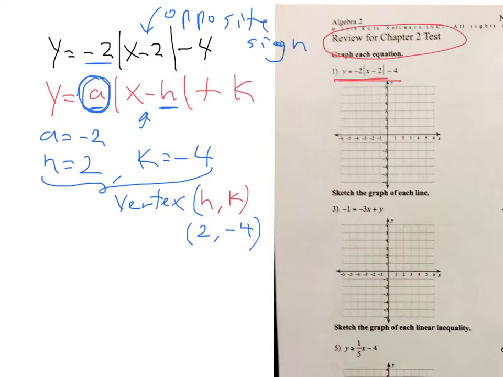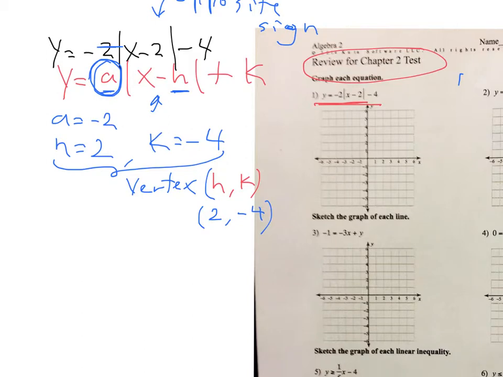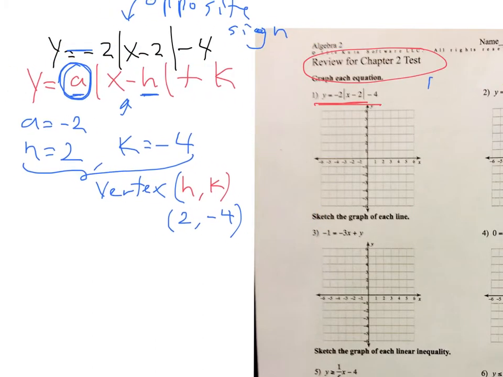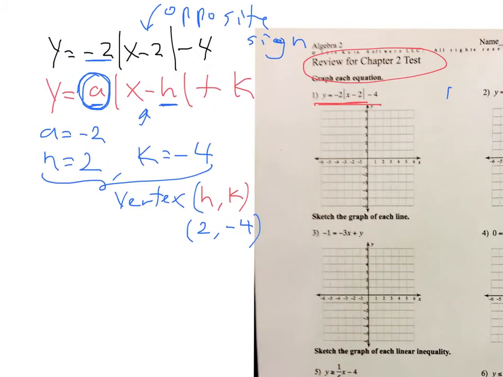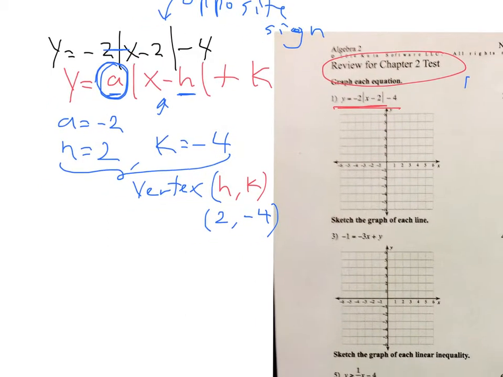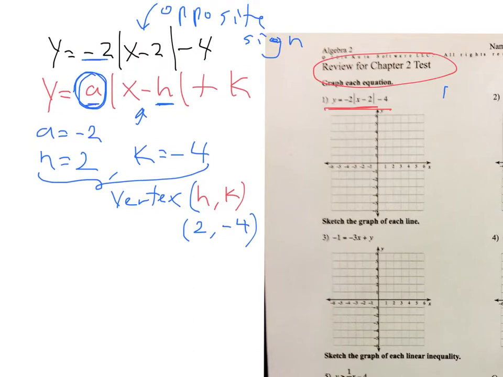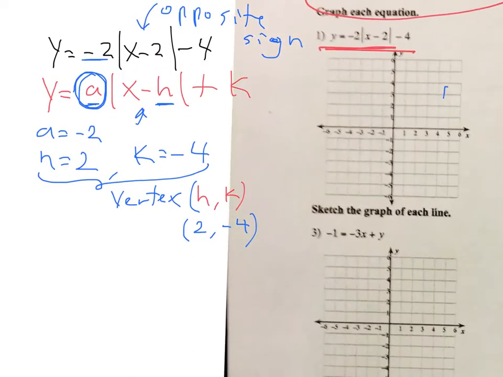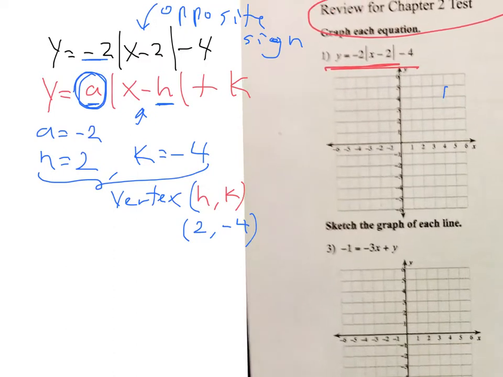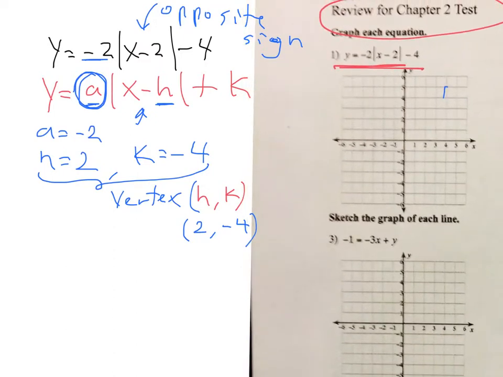Okay, so let me graph it. The first thing that I do is I plot that vertex. So I'm going to go over here to the original graph that I have here on the right. Let me move everything and maximize it a little bit. It's not too clear, but let's still use that graph.